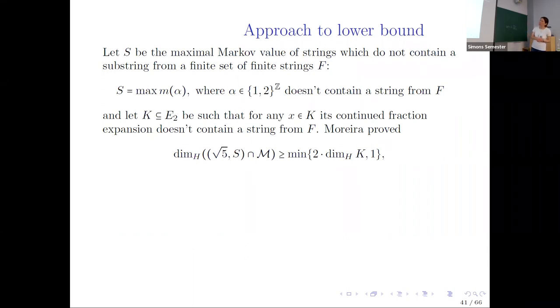So the summary here is that you can use the same set F, but it will give you an upper bound somewhere, and it will give you a lower bound somewhere else. So from the same Cantor set F, its Hausdorff dimension gives you an upper bound at a certain point, and it gives you a lower bound at another point, which is bigger than the first one.